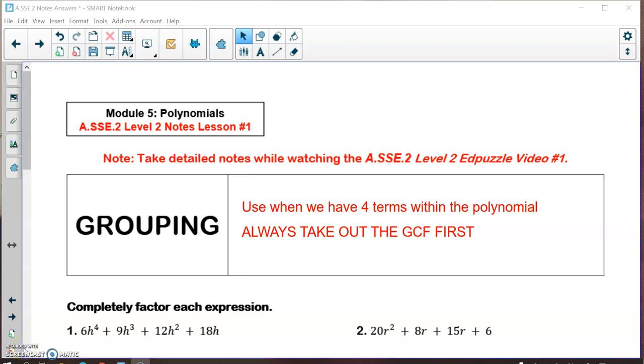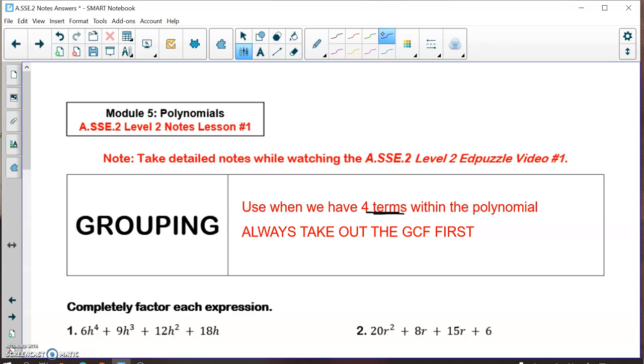Alright, so now we're going to learn another method of factoring. We're going to be factoring by something called grouping. We use the grouping method when our polynomial has 4 terms. We are going to factor our polynomial into the product of 2 binomials.